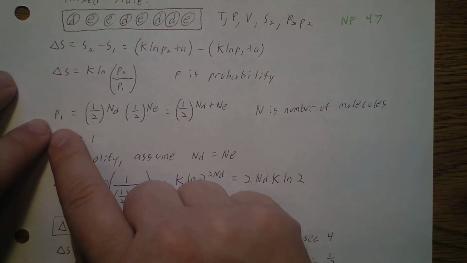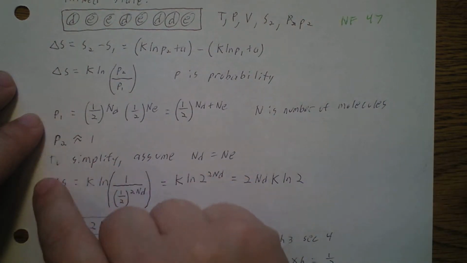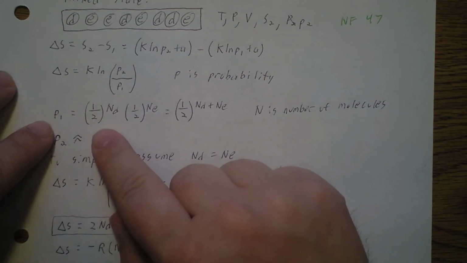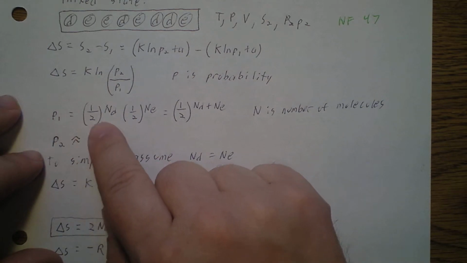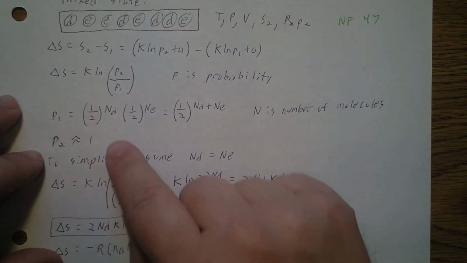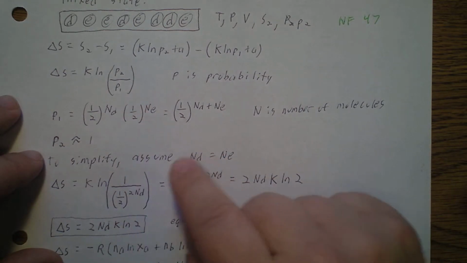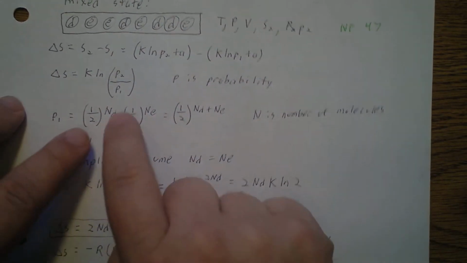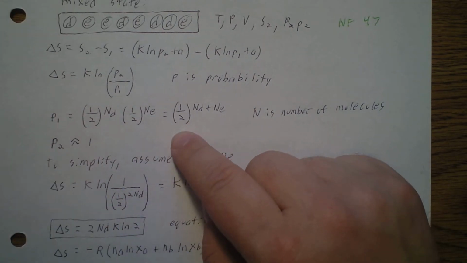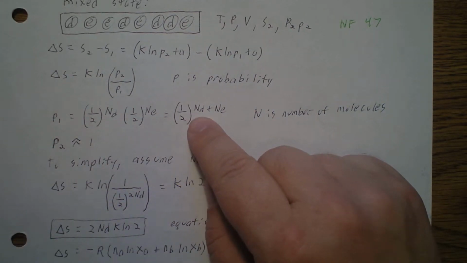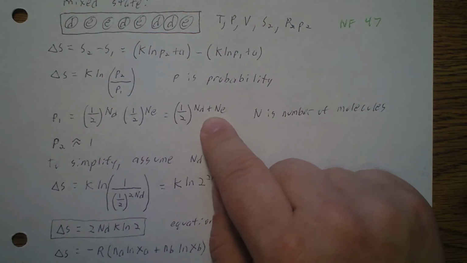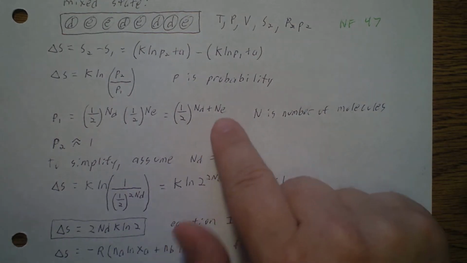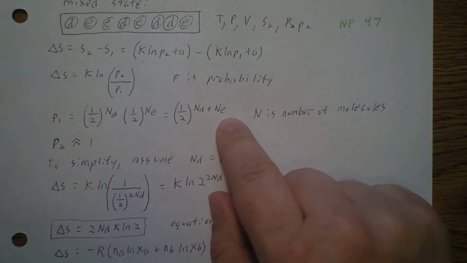Now we're going to say, okay, remember capital N is the number of molecules. So the probability of state 1, which is with the stuff separated on each side, assuming 2 halves, is going to be 1/2 to the number of molecules of D times 1/2 to the number of molecules of E. Remember, when you multiply, you add the exponents, assuming the same base, of course. So we have 1/2 to the power of the number of molecules of D, plus the number of molecules of E. Capital N is the number of molecules, lowercase n is the number of moles. I should have made that clear earlier.